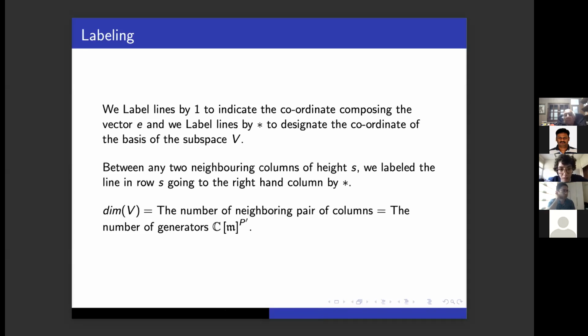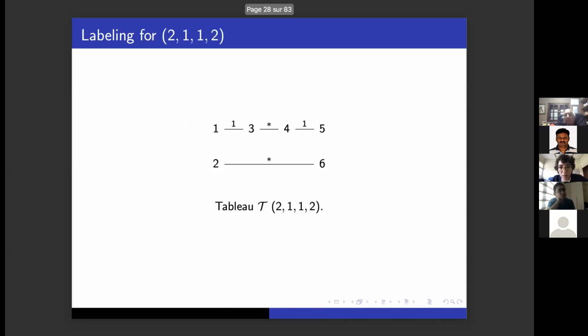Okay. So I will take my previous example and I will do a trivial labeling. I have 3, 4 as neighboring columns, so I will draw a line and put a star. And between these two neighboring columns, 1, 2 and 5, 6, the last line is 2, 6. So I will label it by a star and the rest by 1.